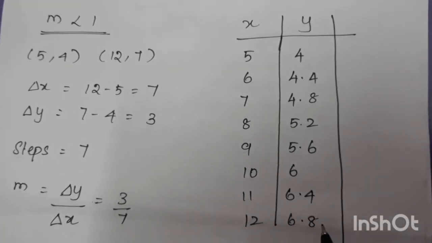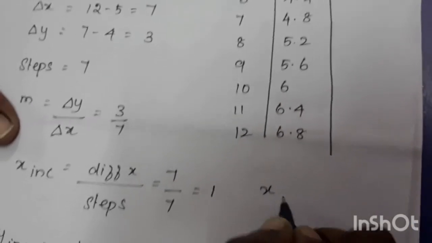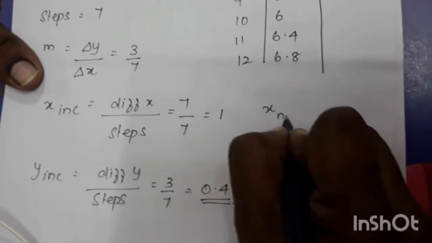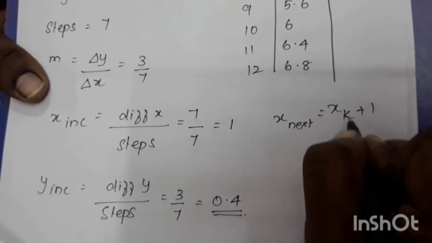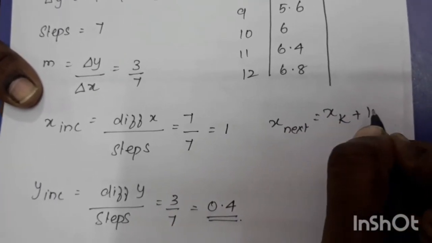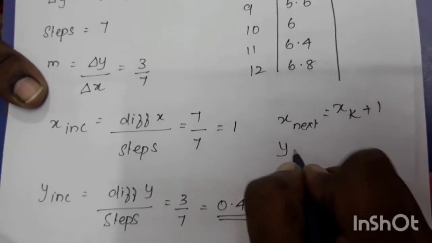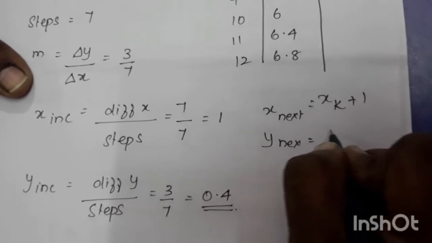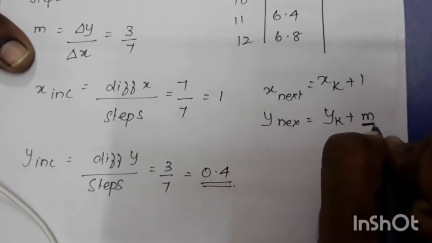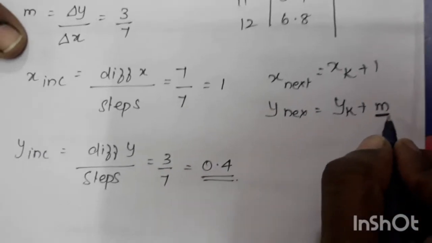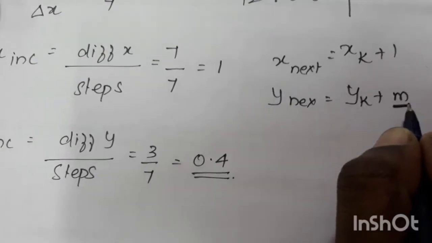6.8. So the next value, x next, is equal to xk plus 1. This is x value plus 1, and the y next value is yk plus m, which is the slope. So the slope is 0.4, it is incremented by yk plus m.